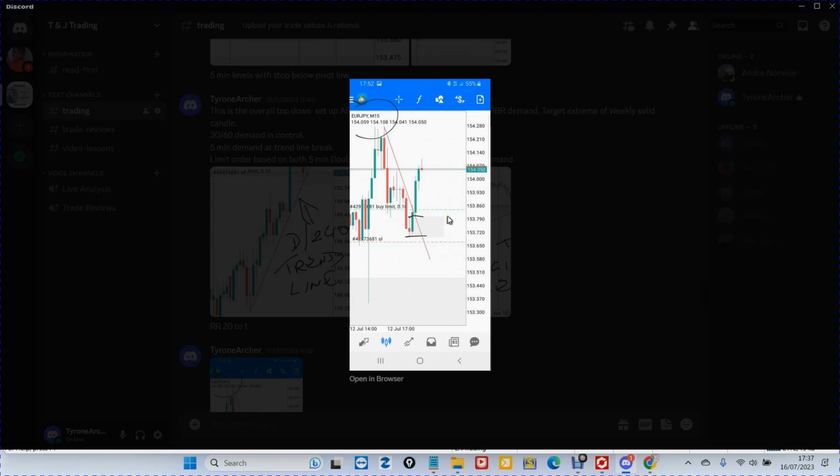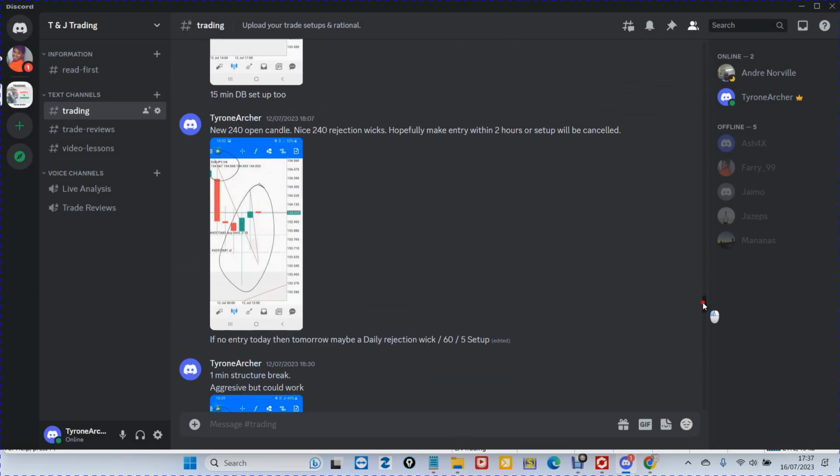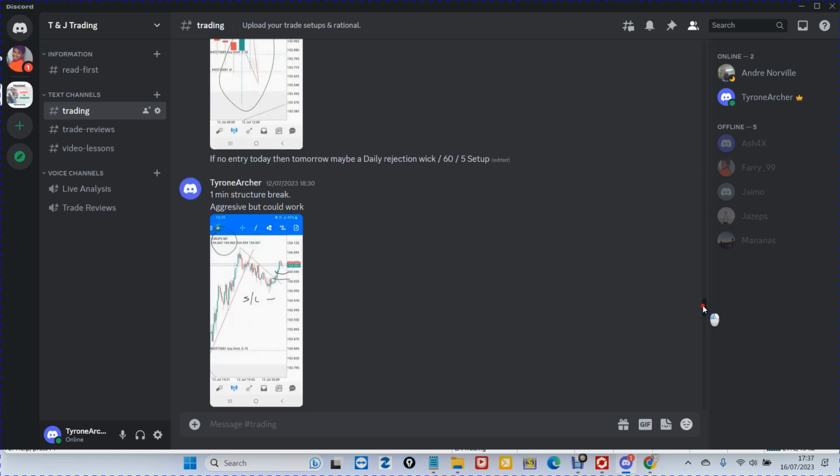I may have moved my stop. That might be what happened. I may have moved my stop on this one. Let's have a look. Did I not make an entry? My limit.